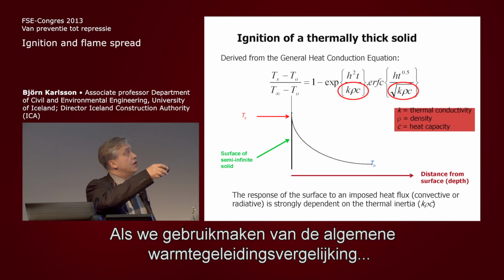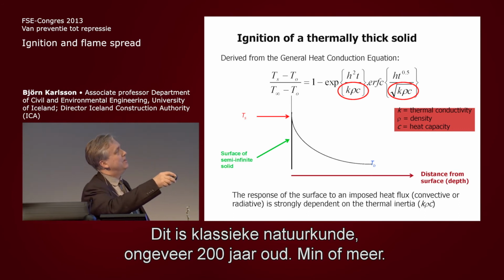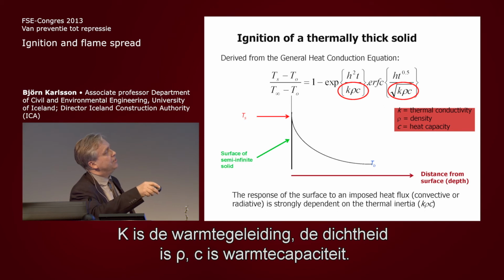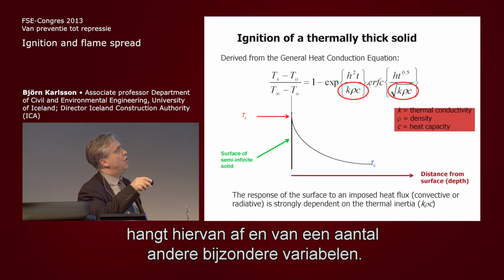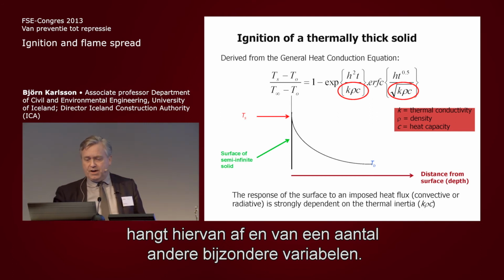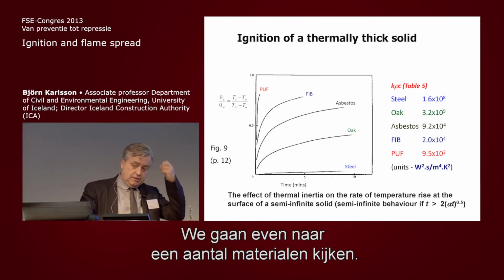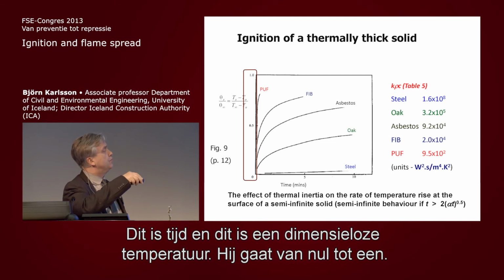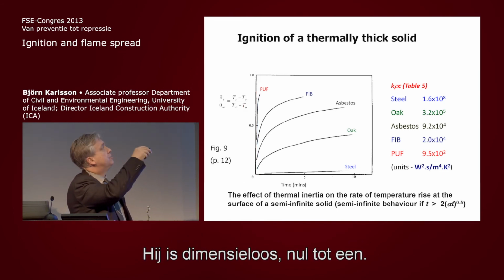So when we use the general heat conduction equation, this is classical physics, about 200 years old or something. Well, sort of. We get K rho C several places here. K is the thermal conductivity, rho is the density, C is the heat capacity. And the time for reaching the surface ignition temperature is dependent on this and a number of other spatial variables. It's strongly dependent on the thermal inertia, K rho C. Let's have a look at a few materials. This is time, and this is a dimensionless temperature. It goes from 0 to 1. We could just as well have from 0 to a couple of hundred, 300 or something, but it's just dimensionless, 0 to 1.